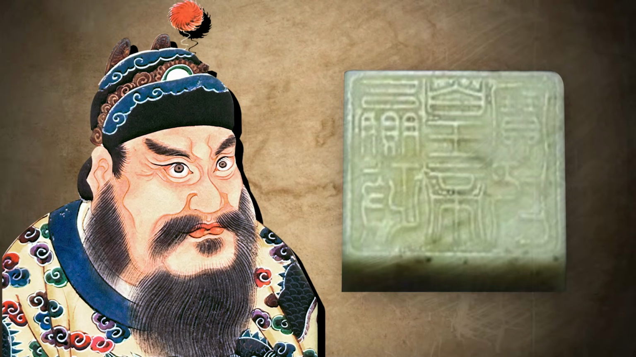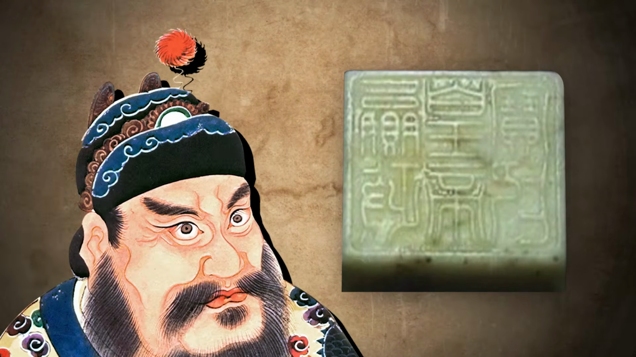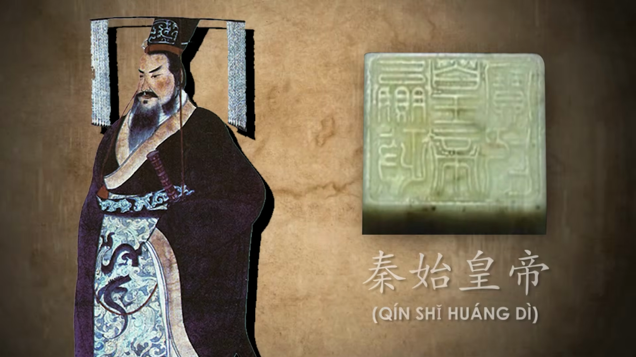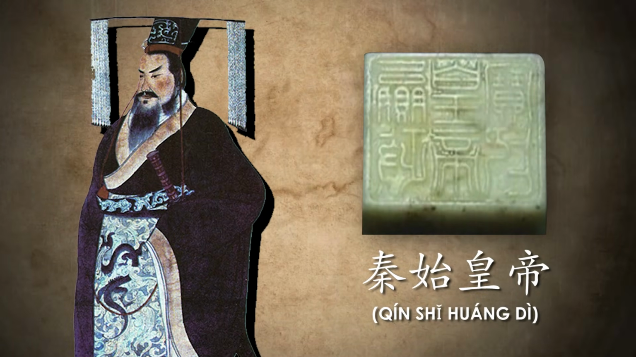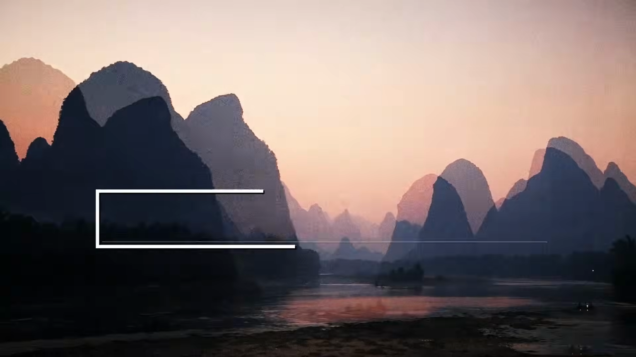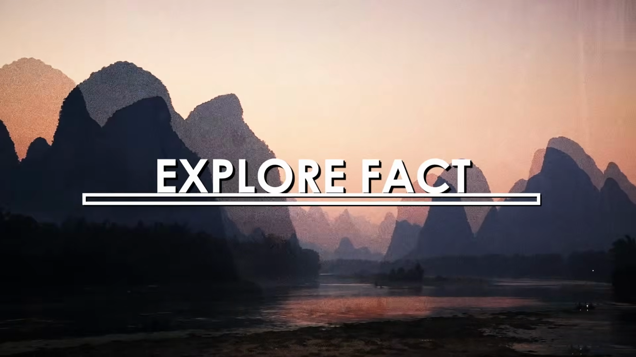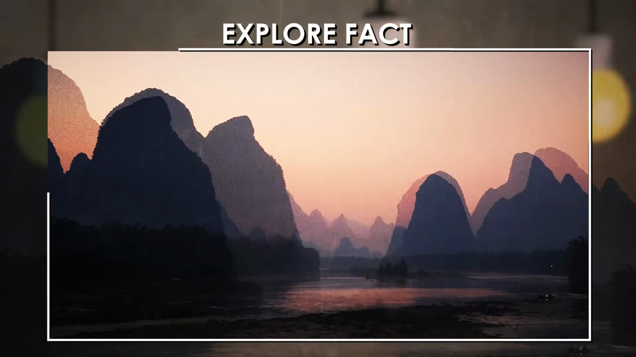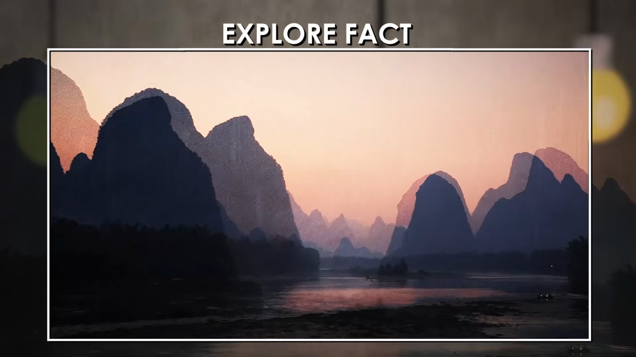The first imperial seal was carved onto white jade and was commissioned by the first emperor of a unified China, Qin Shi Huangdi, after he defeated the other warring states. The Qin dynasty lasted just 36 years, but it is one of the most culturally influential dynasties in Chinese history.